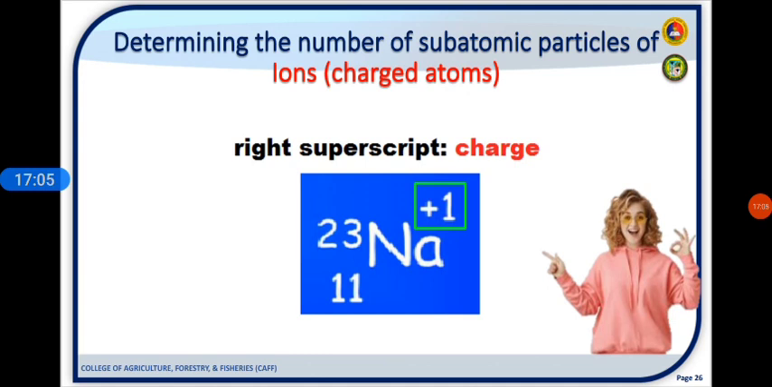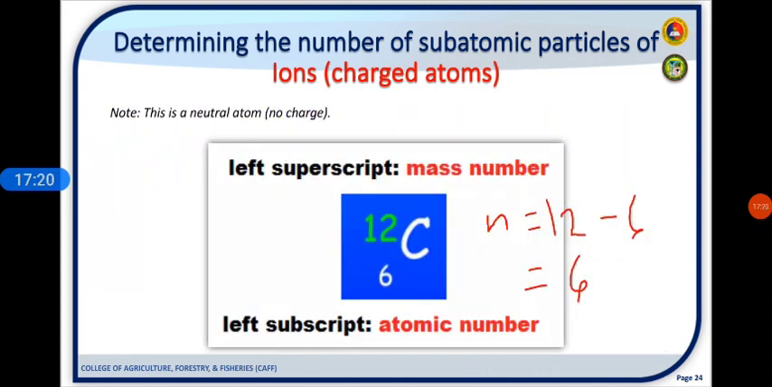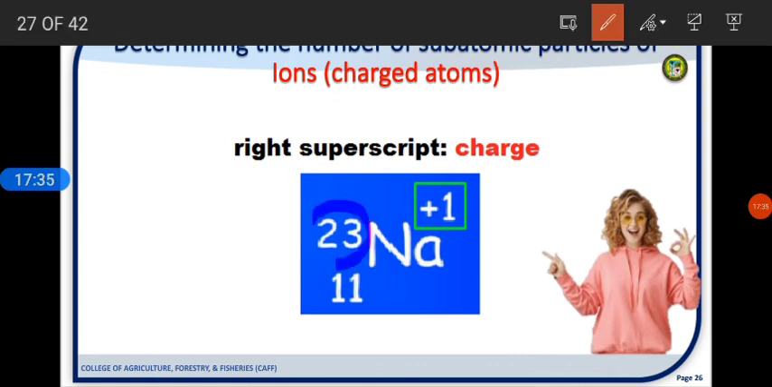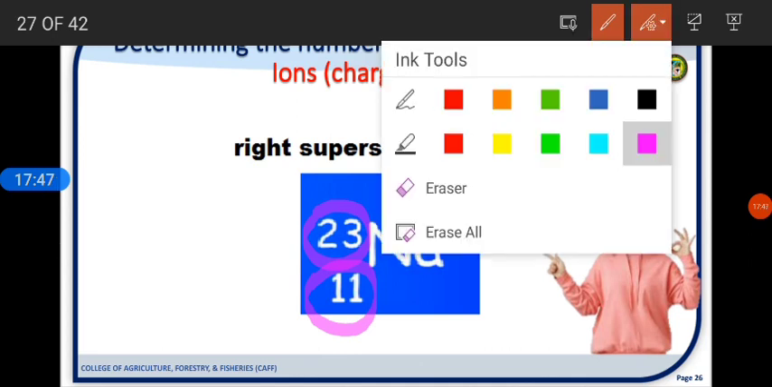Okay, it's easy, right? Now, let's determine the number of subatomic particles. This is still a continuation, but now you will see the charge. In these previous examples, you cannot see the charge because these are neutral atoms. Now, for the ions, the charge will be displayed just like in this example. So we have here 23 as the mass number and 11 as the atomic number, and we have 1 as the charge.